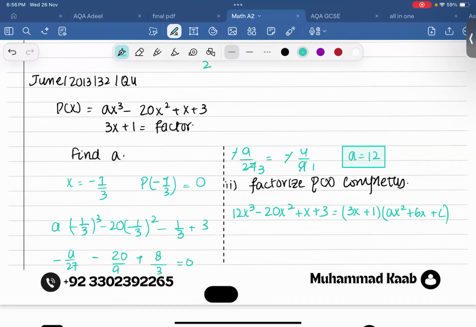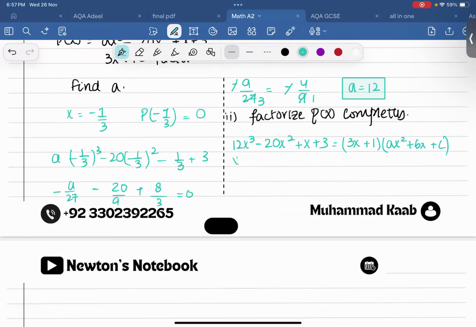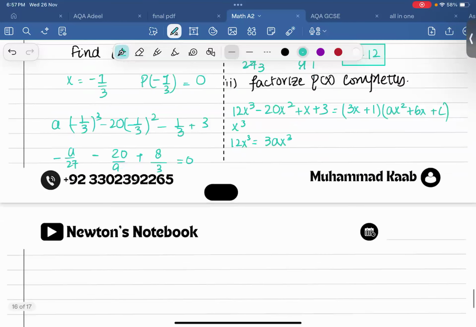Okay. What you have to compare is you have to just make the same power and compare. That's it. So if I compare the cube term, I have 12 on the left hand side and I have 3a on the right hand side, 3x cube. If I multiply this with this, I'll get a as 12. So a is 12.